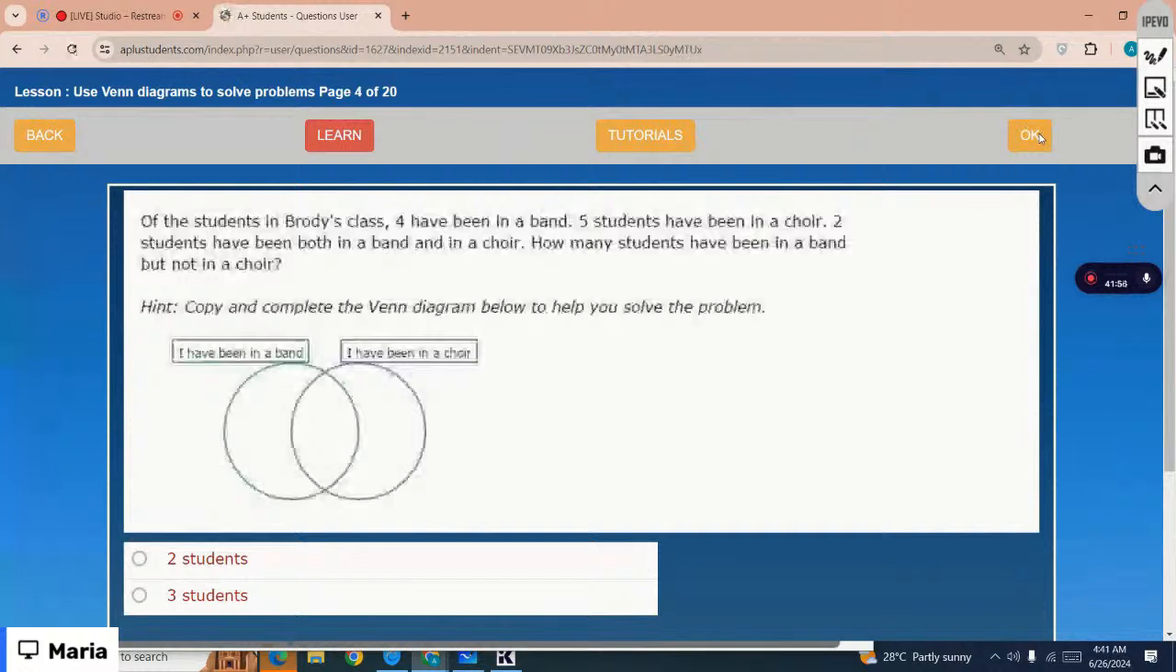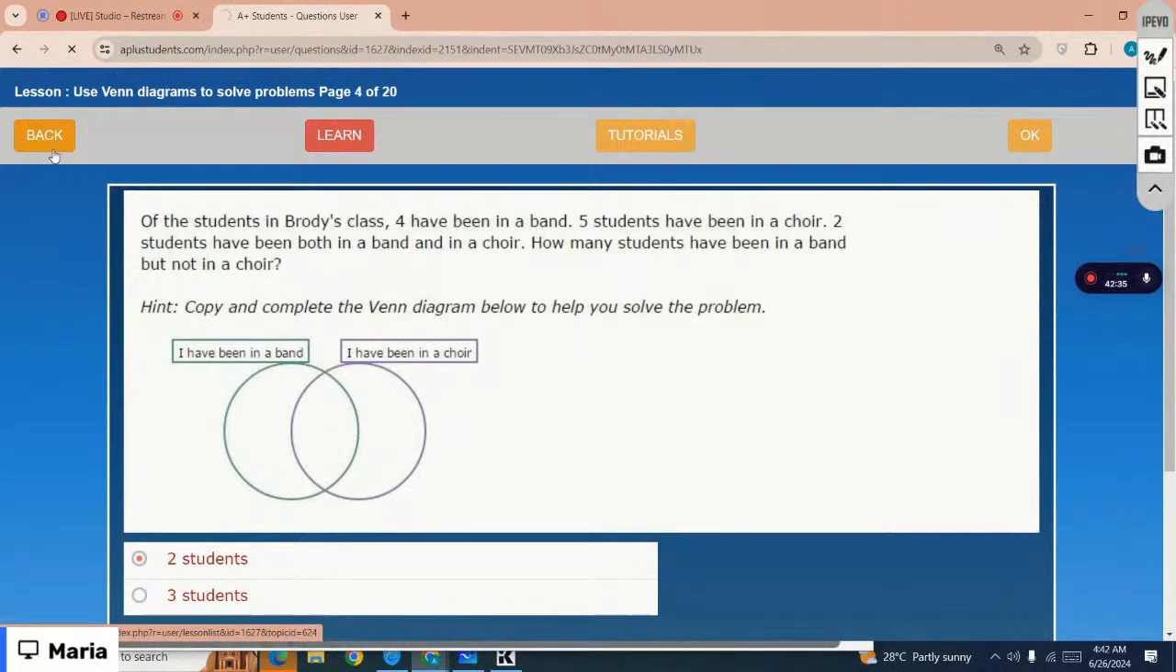Of the students in Brody's class, 4 have been in band, 5 have been in choir. 2 students have been in both band and choir. How many students have been in band but not in choir? So which is the correct option? The correct option is 2 students. Okay, you can complete the lesson by yourself later today.